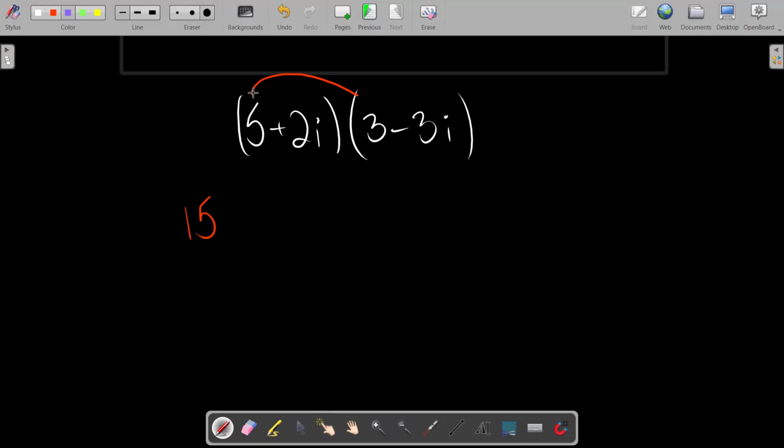And of course, logically, any normal person next would probably head to the outside. Most people's brains say, let's stick with the 5 as our multiplier, but let's multiply him to the other dude over here. What's that going to be? Negative 15i.